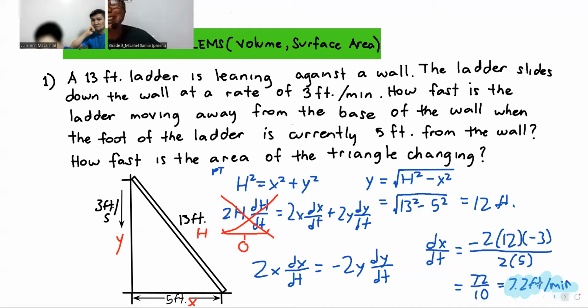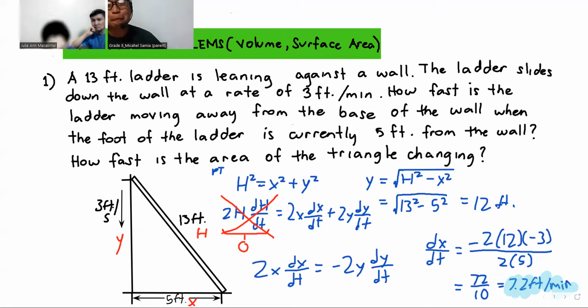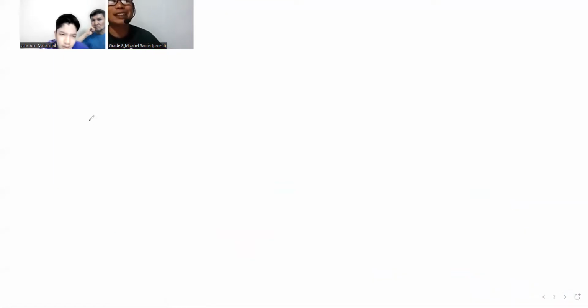Okay, Josh, that's correct. But I think we're not through with that problem yet. There's another one. It's asking how fast is the area increasing. So area of a triangle is equal to 1/2 base times height, or in this case, area is equal to 1/2 of x and y.